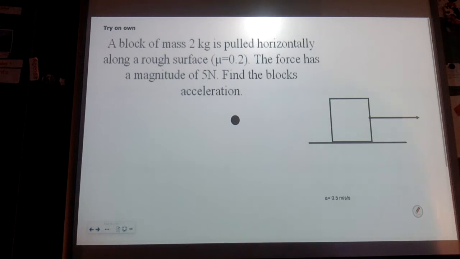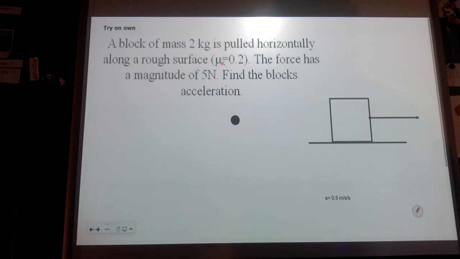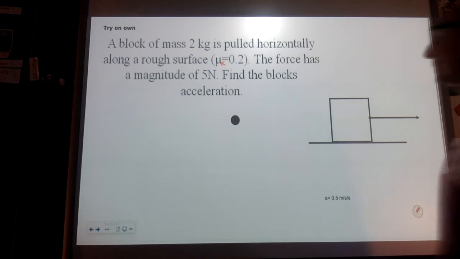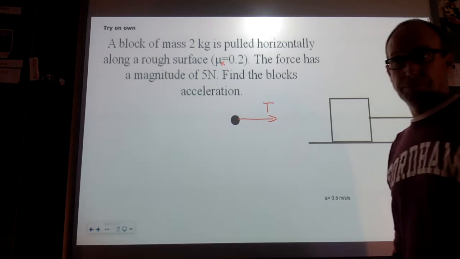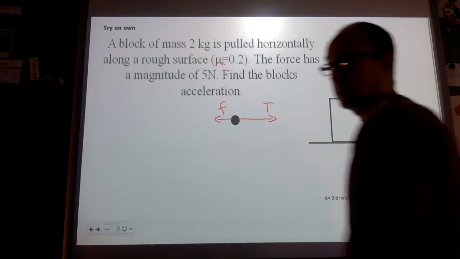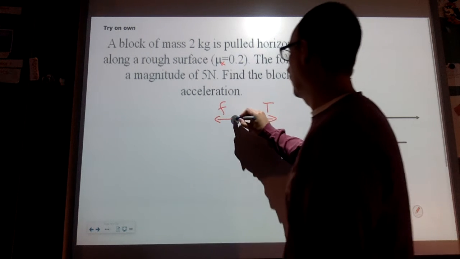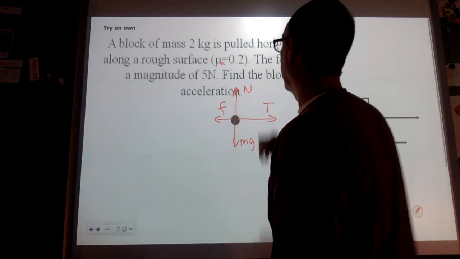All right, more complicated one with friction. A block of mass 2 kilograms is pulled horizontally along a rough surface. So it has a mu k, that's kinetic, it's moving, of 0.2. The force has a magnitude of 5. Find the block's acceleration. So I'm going to say that T is our pulling force. F fric is our force backwards. Mg is going down, normal is going up.